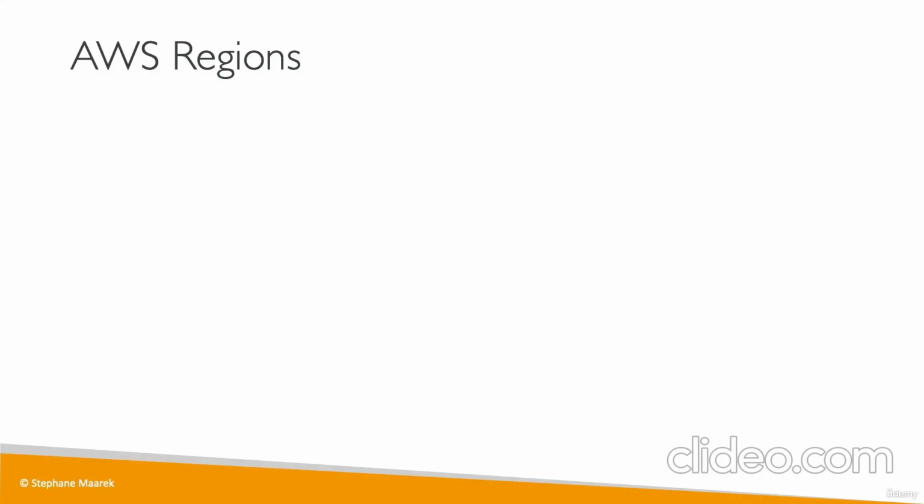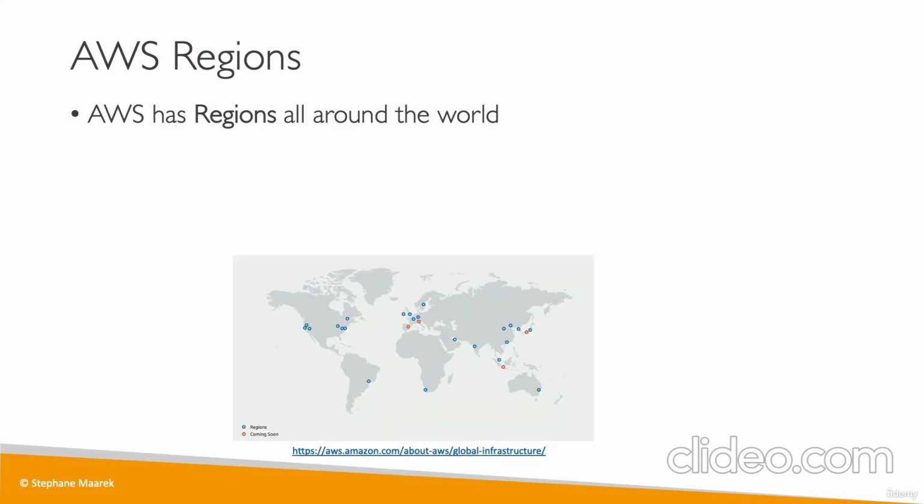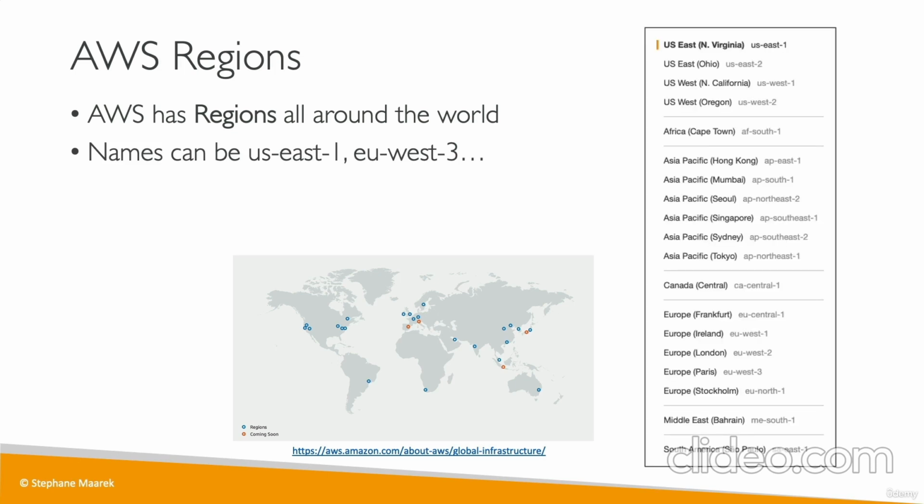The first important concept in AWS is regions. Regions are all around the world, and we saw it on the map from before. The regions have a name. It could be US East 1, EU West 3, and we can see the mapping of the name of the region to their code on the console that we'll see in a minute.